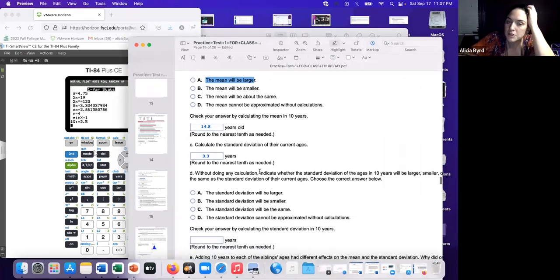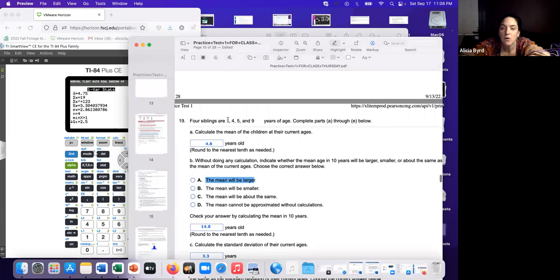Without doing any calculation, indicate what's going to happen to the standard deviation. So what is the standard deviation measuring? The standard deviation is measuring the distance between them all. So if we're talking about the distance between them, do you think that in 10 years it's going to be larger, smaller, or the same? I'm looking at how far apart they all are. But I added 10 to all of them, so 11, 14, 15, and 19. Are those about the same distance from the mean, or do you think they're going to be further away from the mean?